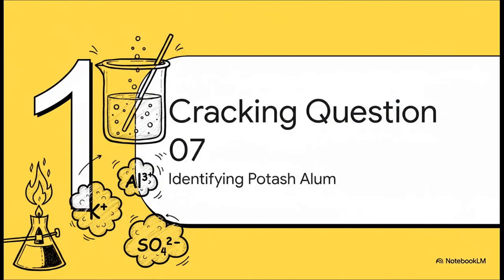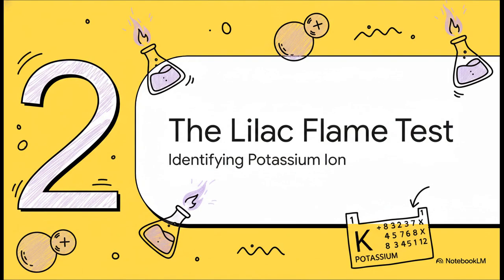Okay, so the question we're tackling today is question 07, and our mission, should we choose to accept it, is to identify all the ions hiding in this one compound, potash alum. First up, let's hunt down that potassium ion, the K+. This is where we start our investigation.